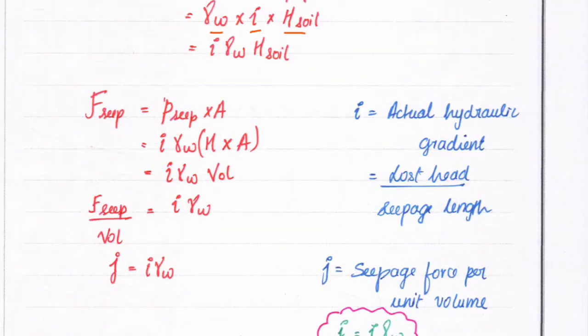Now we can take the seepage force, that is pressure into area. So the seepage force is equal to i into gamma W into H into area. Now H into A is the volume. Taking the volume to this side, F seepage divided by volume equals i into gamma W. So the seepage force per unit volume will be i into gamma W. That is the answer.